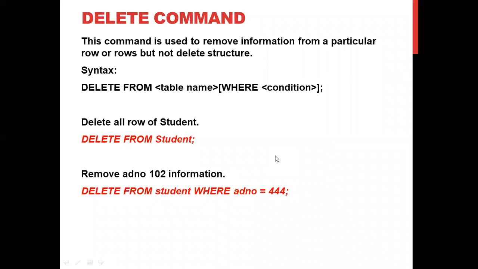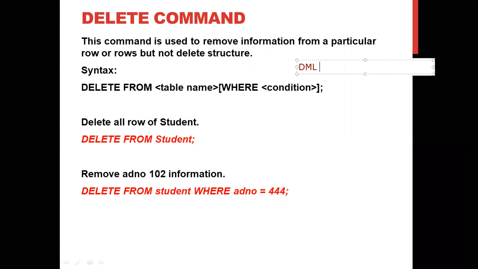Next is the delete command. Again, this is a DML command, data manipulation language. This command is used to remove the information from rows. It does not permanently delete the structure of a table, it just deletes the data. It means we can only delete the rows. That's why it is a DML command.